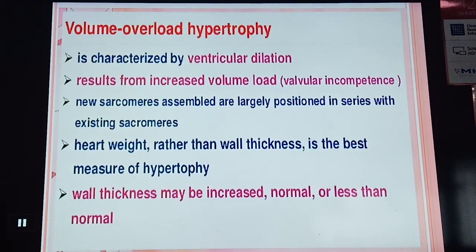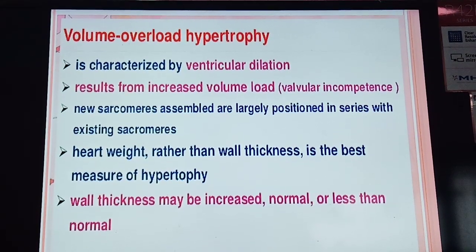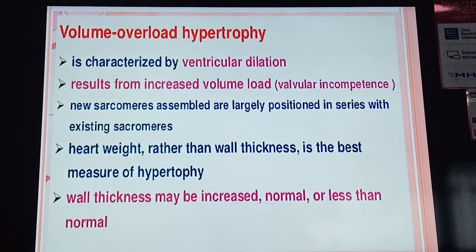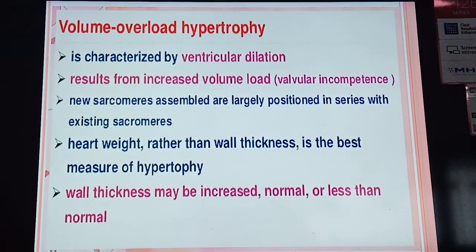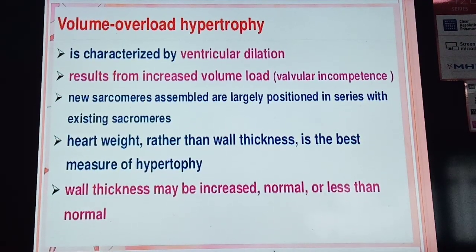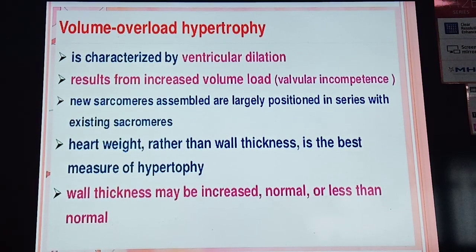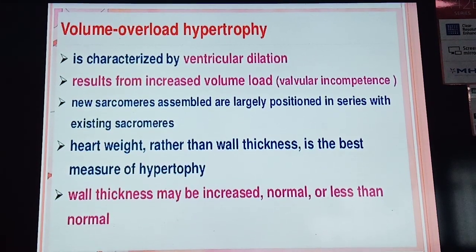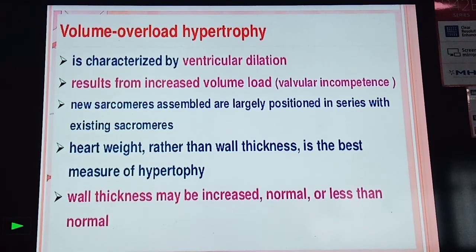Now the volume overload hypertrophy. Volume overload hypertrophy is characterized by ventricular dilation, and it results from increased volume load that may lead to valvular incompetency. Here the new sarcomeres are largely positioned in series with the existing sarcomeres. The heart weight, rather than wall thickness, is the best measure of hypertrophy. The wall thickness may be increased, normal, or less than normal.